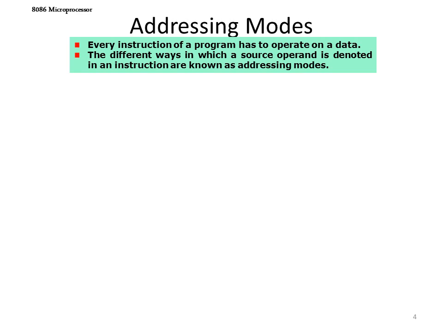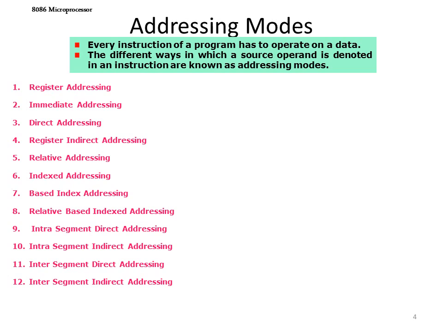Addressing modes of 8086. Every instruction of a program has to operate on data. The different ways in which a source operand is denoted in an instruction are known as addressing modes. There are 14 addressing modes in the 8086 microprocessor. These 14 addressing modes are divided based on two types of instructions: sequential control flow instructions and control transfer instructions.